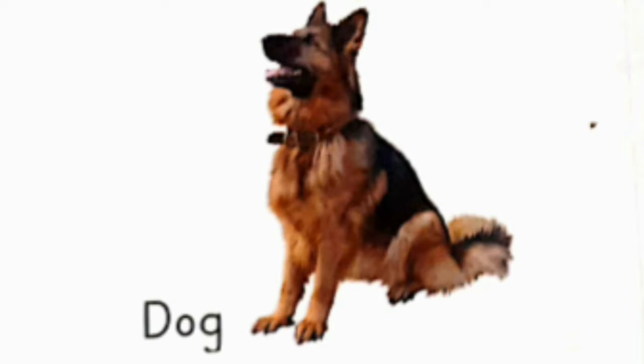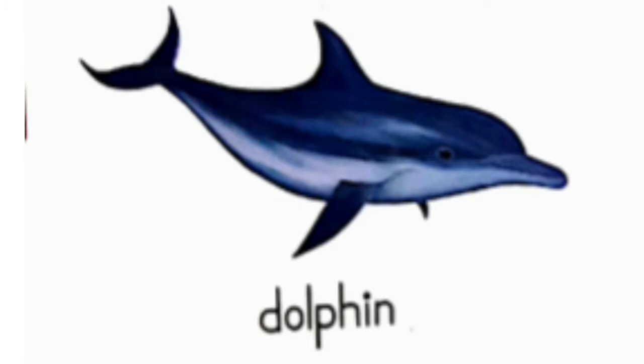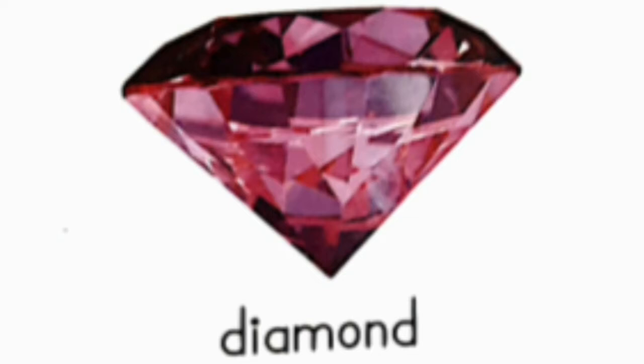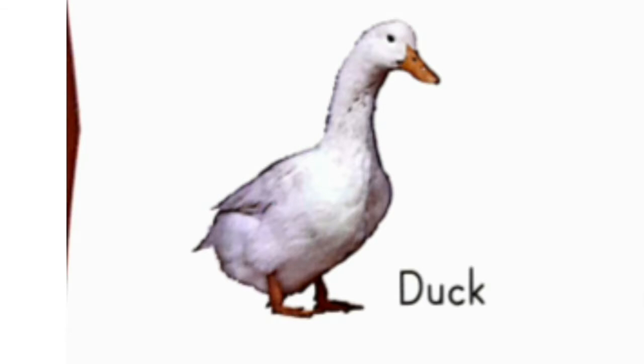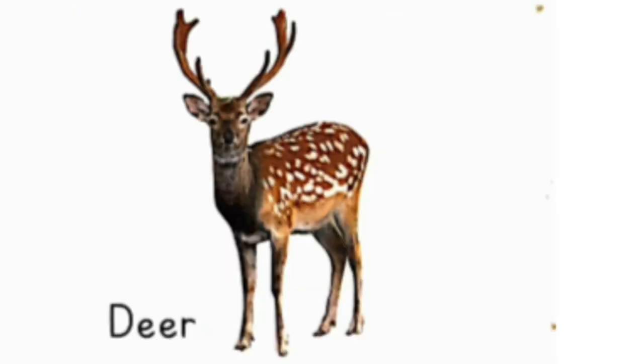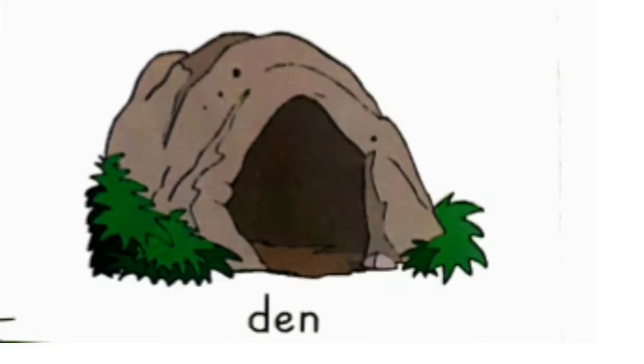Capital D, small d. What is the sound of alphabet D, children? D says D. D for dog. D for dolphin. D for diamond. D for duck. D for deer. D for daisy. D for den.